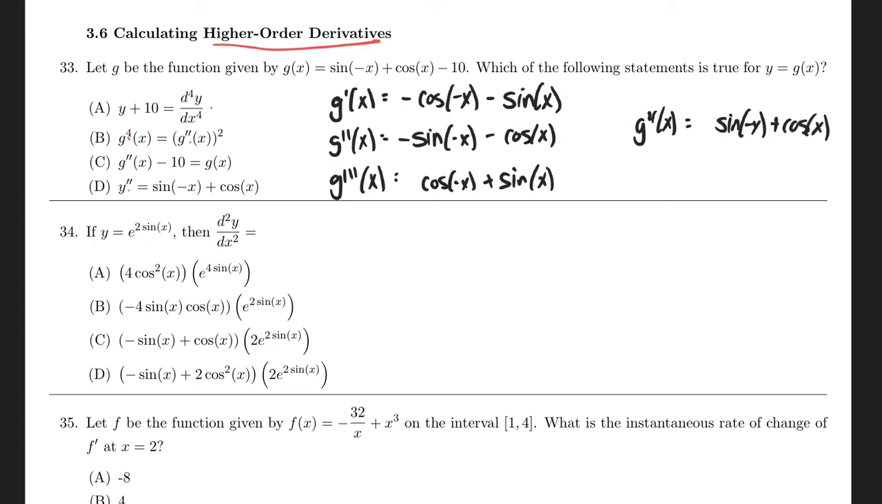So now which one of these is going to be true? If I take the original and I add 10, that'll cancel out, and I get sine of negative x plus cosine of x. That's actually the same thing as what we just got. So that one's true.